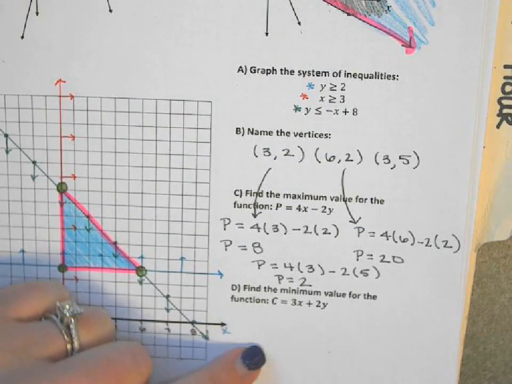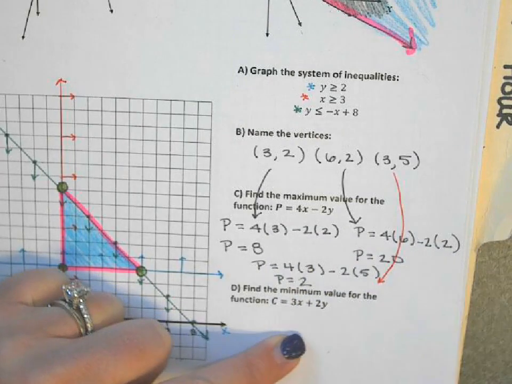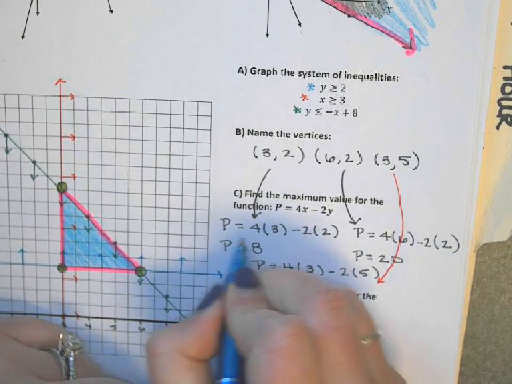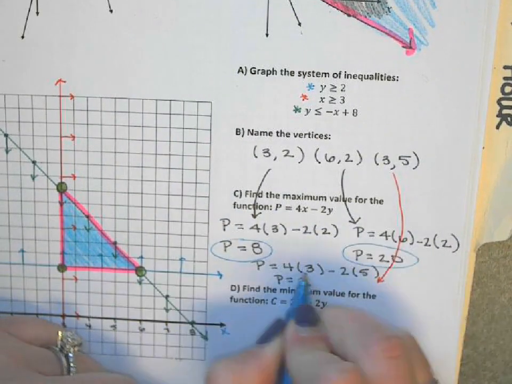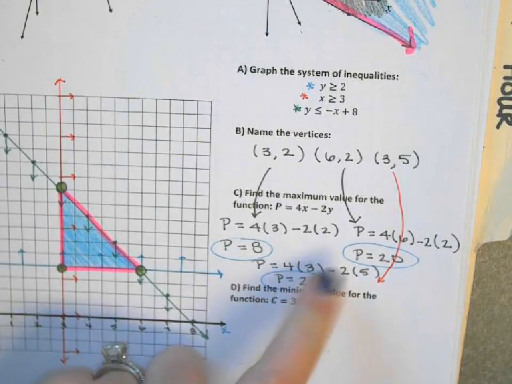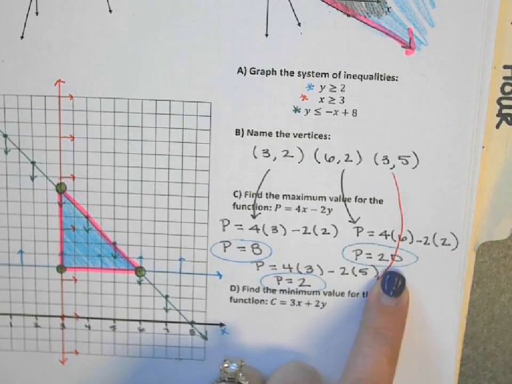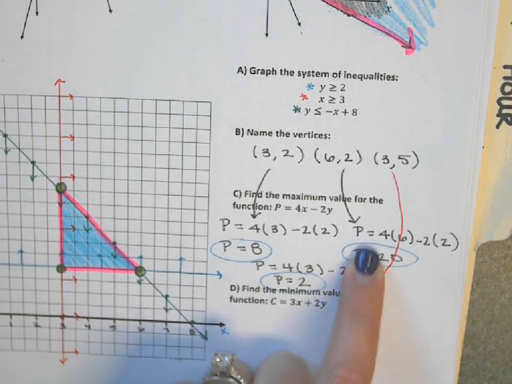So looking at your 3 profits here, we have a profit of 8, a profit of 20, and a profit of 2. So what would you want to make? $8, $2, or $20? You want to make $20 because profit is making money, right? Your cost is how much you have to pay for a product. Okay, so that means that we would have to use the vertex that it came from, which was 6, 2.